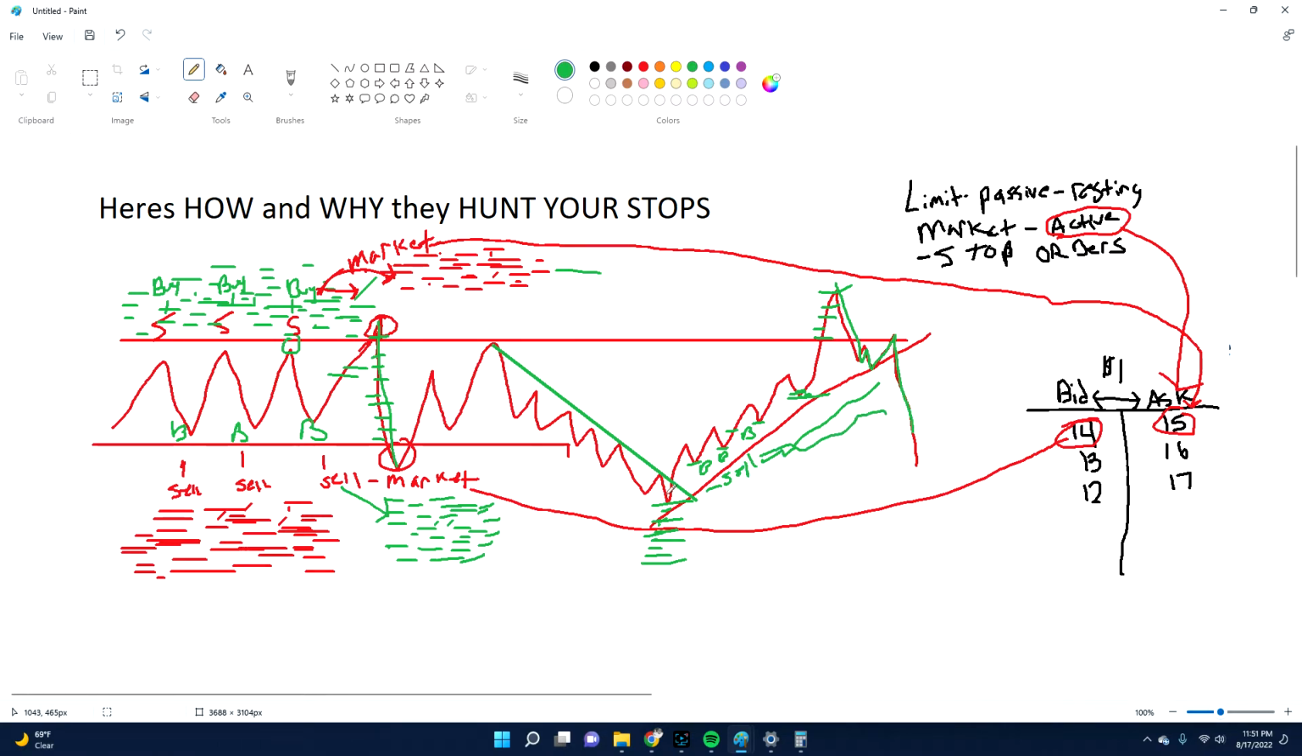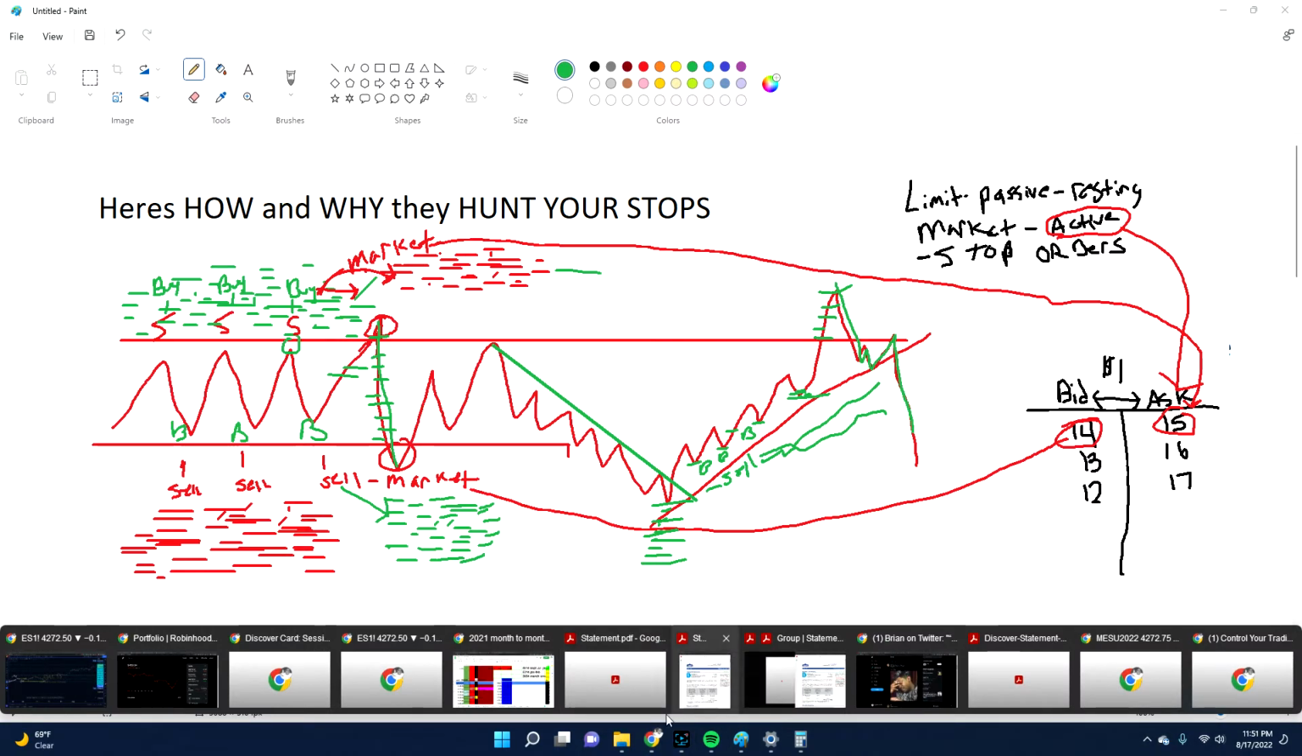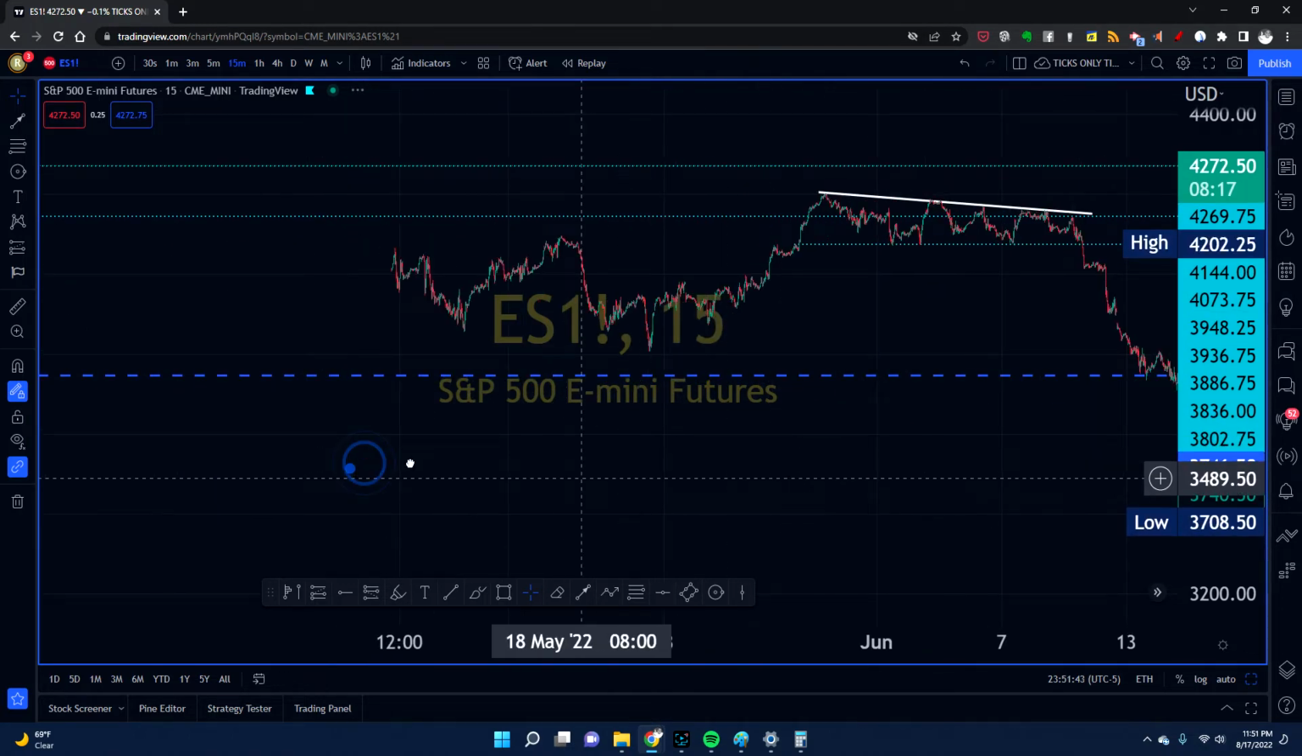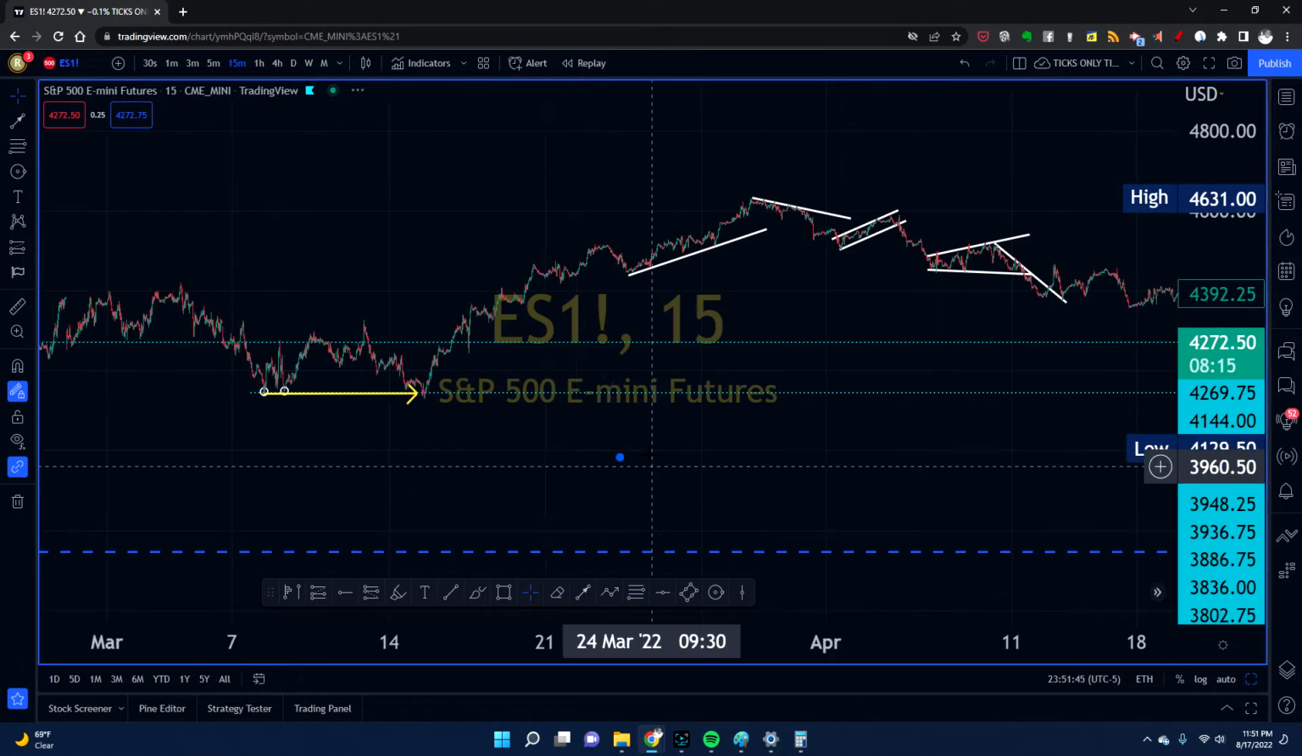Does that make sense? So let's go to a chart. Let me show you this on a chart. Happens all the time. Where's this chart at? Yes. Alright, let's go back. I had an example, a few of them that I marked down here.